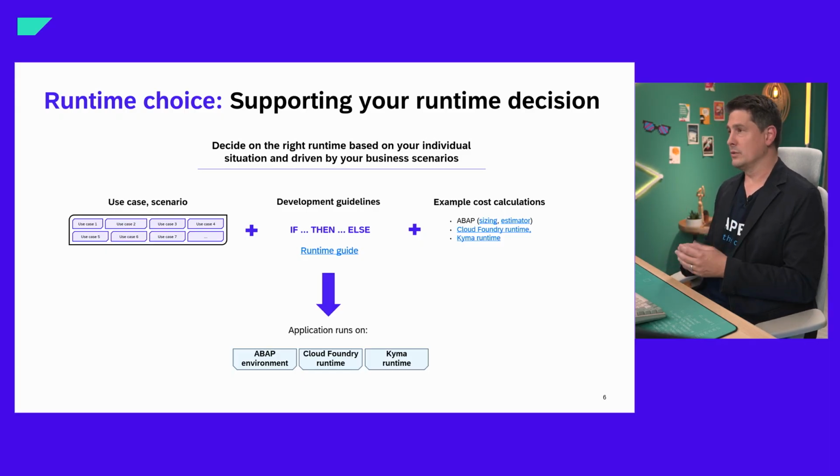So we announced today the development guidelines for BTP, which is really important, which gives a general direction on what are the strategic solutions. So this has already been announced. We also just released this week the runtime guide that really helps you decide what are the differences, where are the benefits of Kyma or of Cloud Foundry, so that you can make a great decision on what is the right choice for your scenario, for your specific situation.